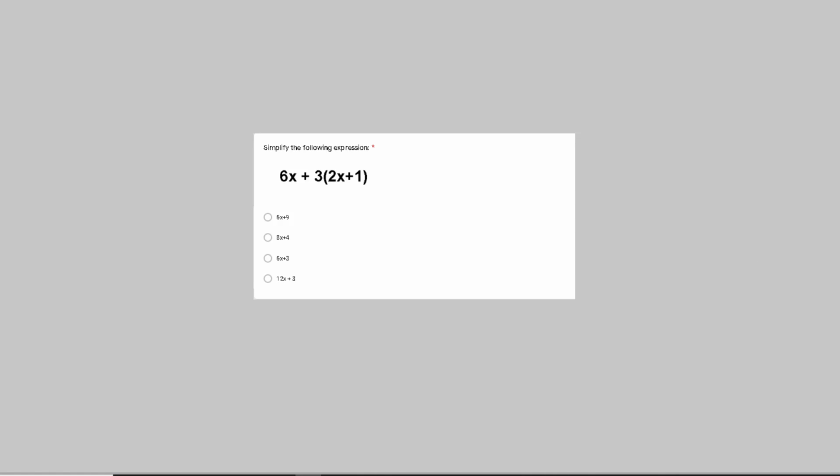So we have 6x plus 3 times the quantity, the sum of 2x plus 1. So probably the first thing you're going to want to do here is distribute this 3 through. So 3 times 2x, 3 times 1. And then this is all going to be equal to, we're not doing anything with 6x, so just write it in.